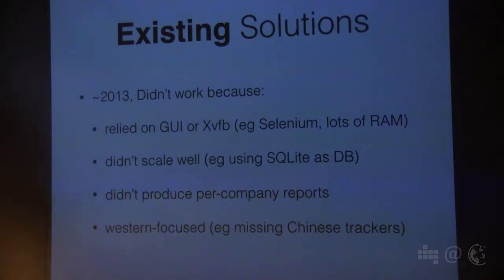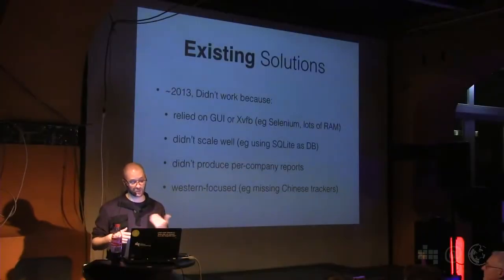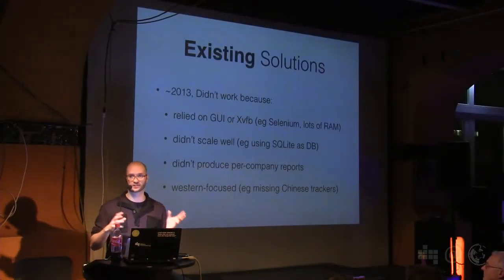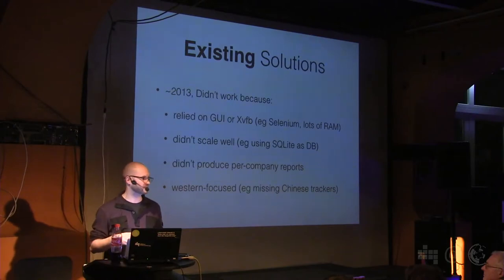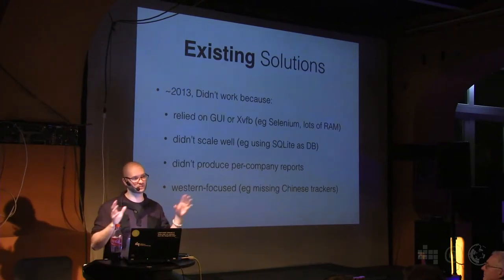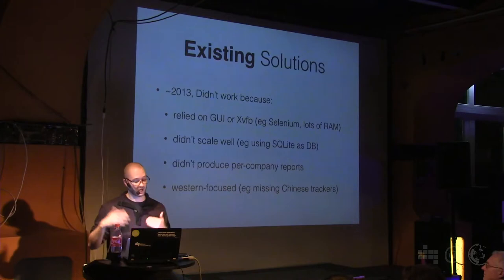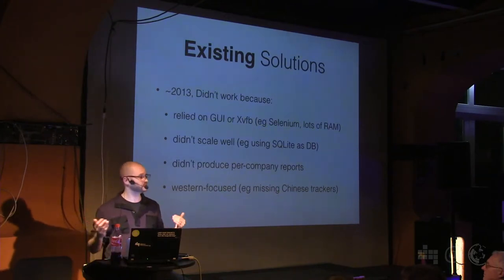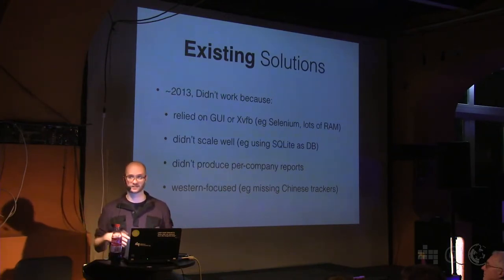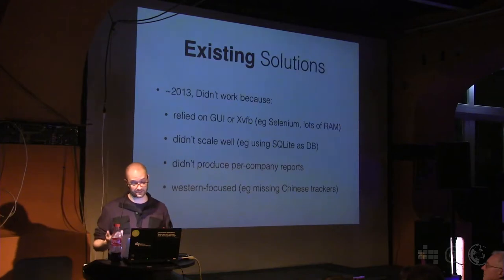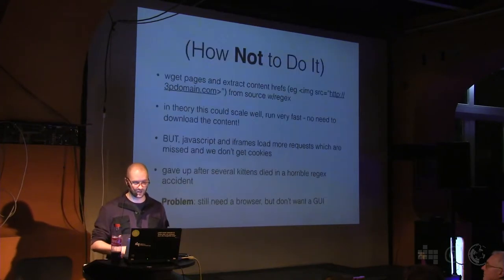The other stuff out there didn't produce per-company reports, so a lot of things were developed to find, oh, here's a fingerprinter or something, and I was less concerned with that than who's doing it. And the other reason it didn't work is a lot of them are Western focused, so if you have Ghostery or Adblock Plus, things like that, they're almost exclusively focused on the Western web and Western companies. Whereas China's a giant country that has a whole ecosystem of trackers of their own that I haven't seen picked up, at least last time I checked, by Ghostery and stuff.